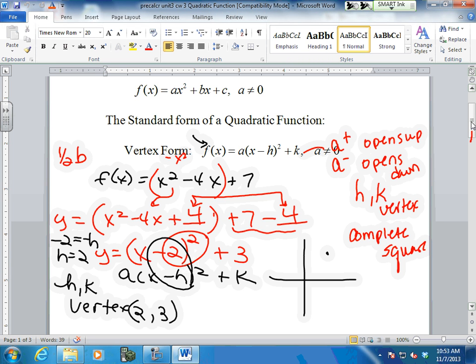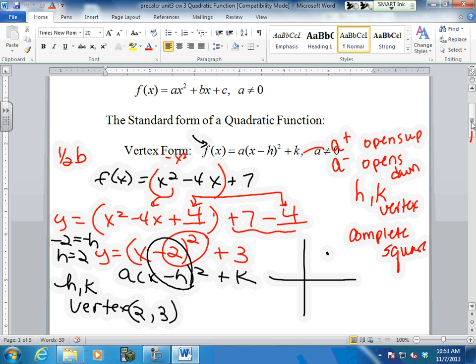Up or down? Up. Why? Because it's positive. So I don't know how wide to make this thing. Is it narrow? Is it wide? So what helps me now is finding an intercept. And you've been finding intercepts, so that part's not new.